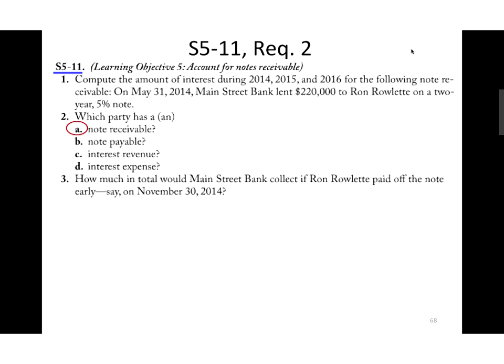Okay, which party has a note receivable? So we have the bank and we have Ron. Yes, the bank has a note receivable. And then the note payable has to be Ron. And who has interest revenue? That will be the bank. And Ron, interest expense is Ron.